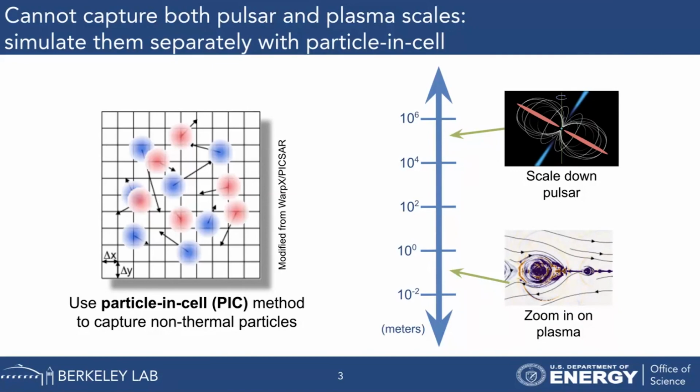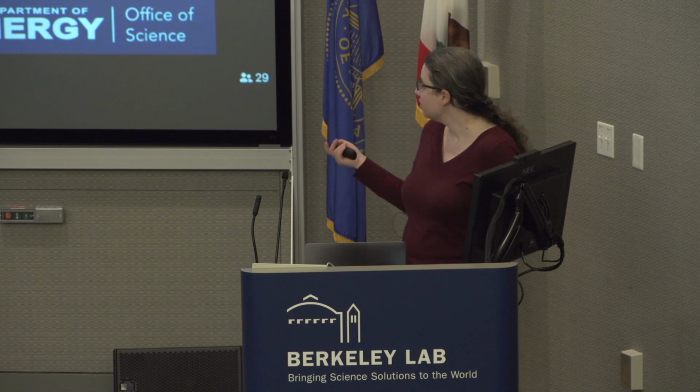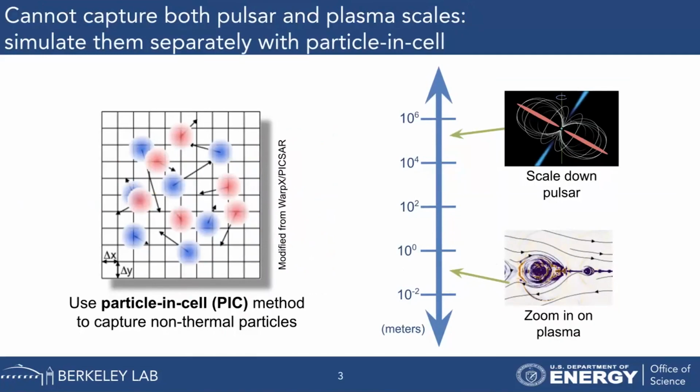So we take a two-pronged approach. The first is to scale down the pulsar simulations, which is the aspect of the campaign that Reva is leading. And then we're also zooming in on the plasma instabilities themselves and doing really detailed studies of the physics. And that's the component that I've been leading. And the idea is that once we have these scaled-down pulsar simulations and these plasma simulations, we can then use the details of the plasma to feed back into the pulsar simulations and try to connect these very disparate scales.